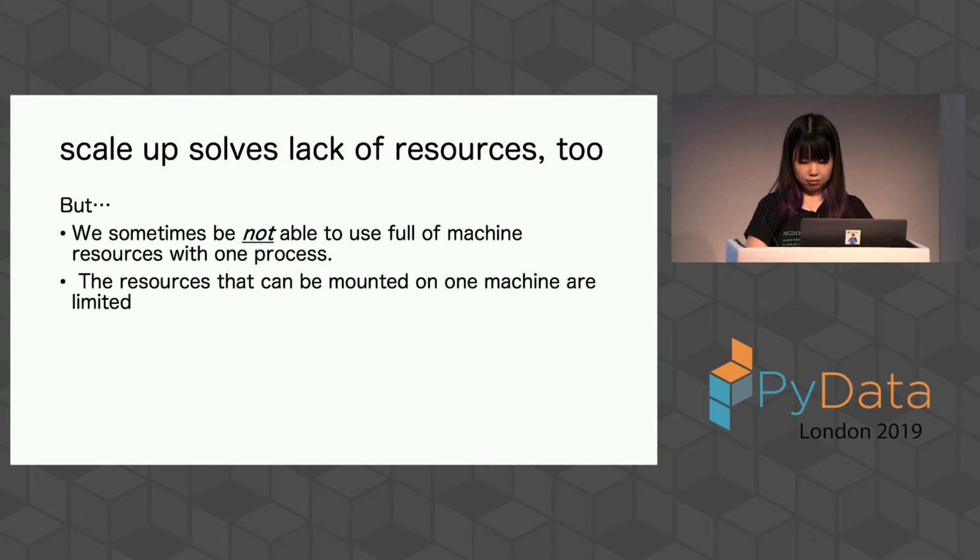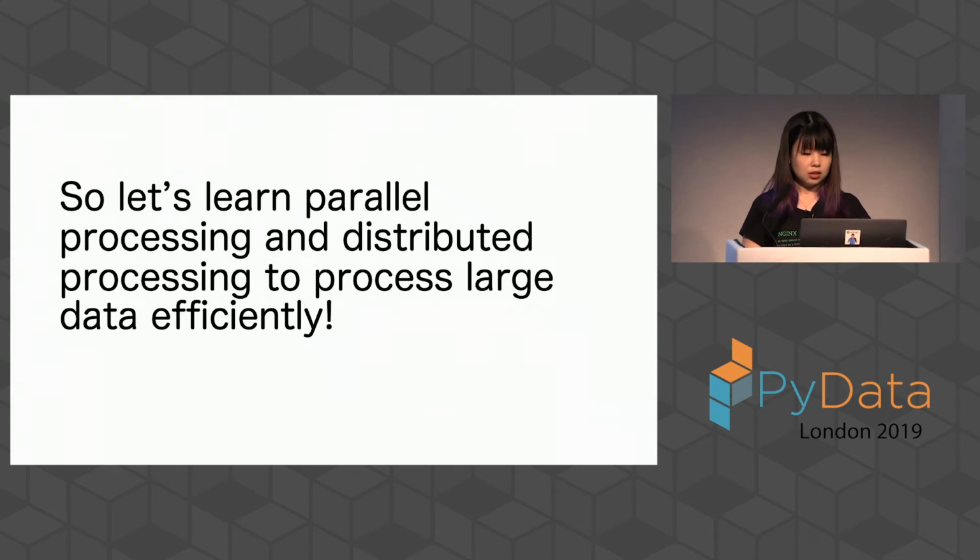Second, the resources that can be mounted on one machine are limited. There are high-performance PCs, but they are very expensive and very rare. So when we can't expand resources more, we should consider scale-out with distributed processing. So let's learn parallel processing and distributed processing to process large data efficiently.